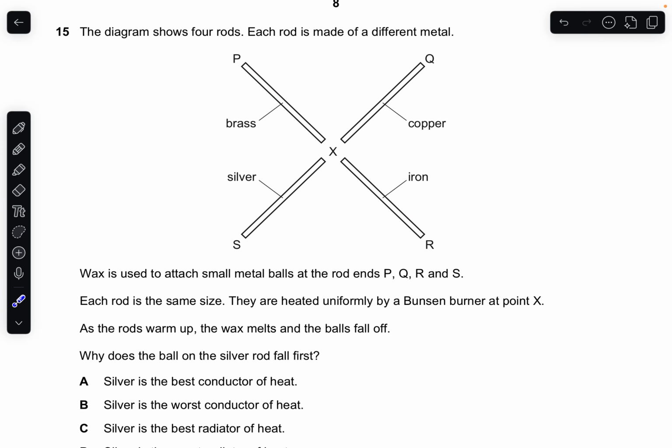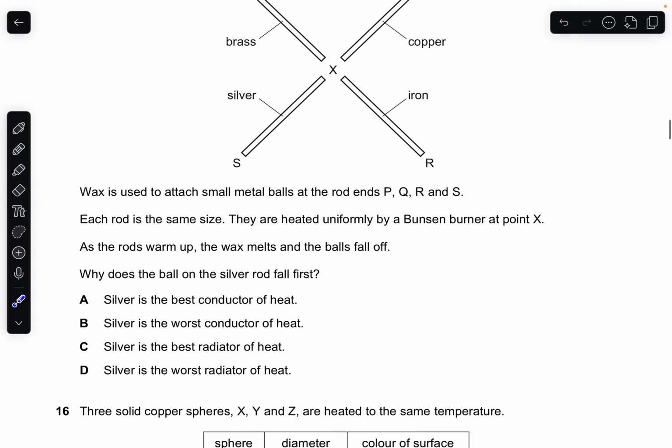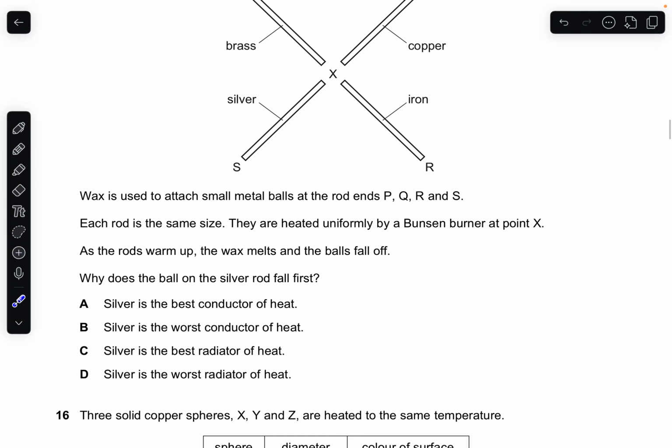And as the rod warms up, the wax melts and the balls fall off. Why does the ball on the silver rod fall first? When you heat at this point, there is a wax, let's suppose. So heat will transfer from this to there more quickly in a good conductor. So if the ball is falling from the copper, it means copper is the good conductor, right? Sorry, they're talking about silver. If the ball is first falling from the silver, it is a good conductor. So it's option A.